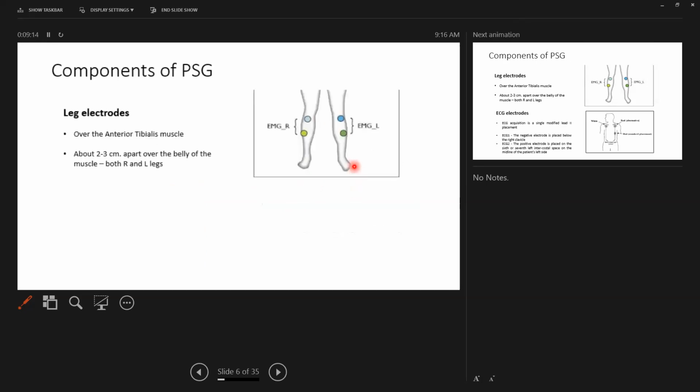Now going to the leg EMG, mainly used for the collection of data for limb movements. There are these 2 electrodes mostly over the belly of the anterior tibialis muscle, 2 to 3 centimeters apart, and we generally do it like this.